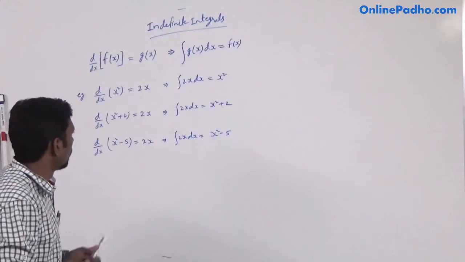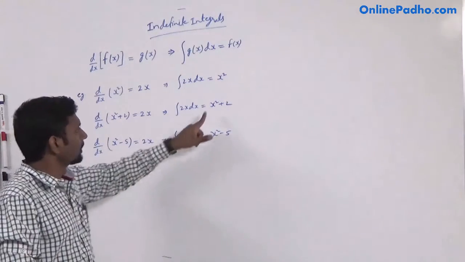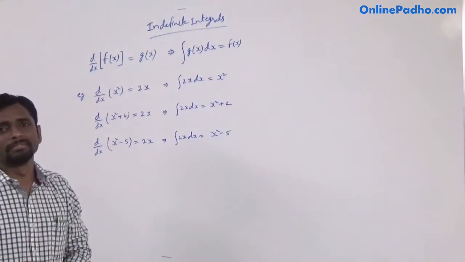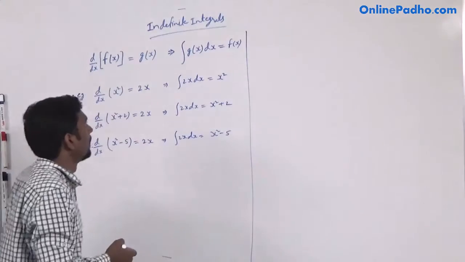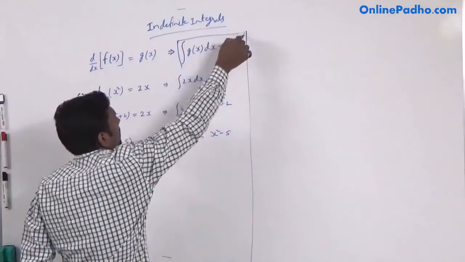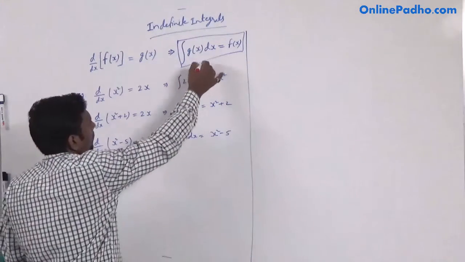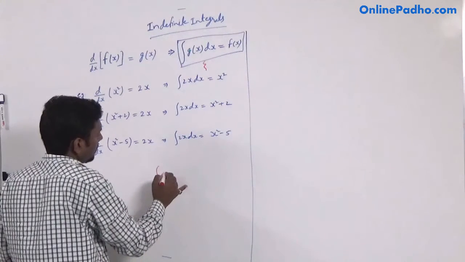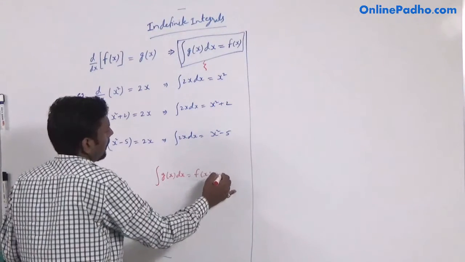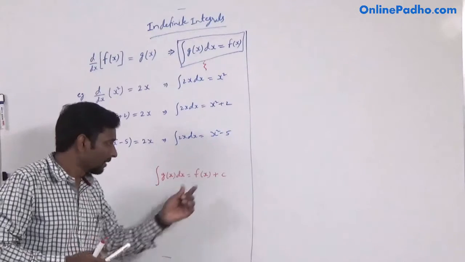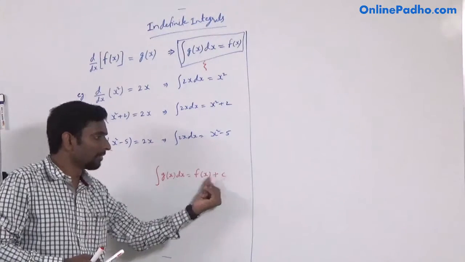So therefore, if you integrate a function, you will get that function plus any constant. So if you integrate a function, you have to write it as f(x) plus c. The integration of g(x) with respect to x can be written as f(x) plus c, where c is any constant. Why? Because if you differentiate this function, it becomes g(x) only, since the differentiation of any constant function is 0.